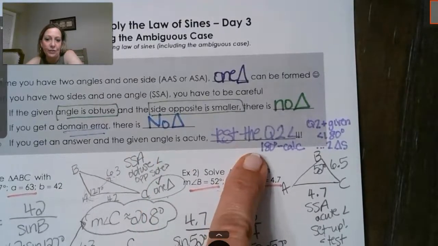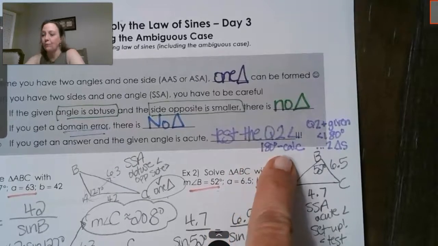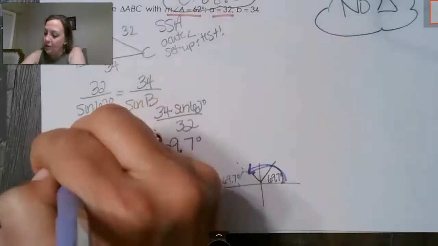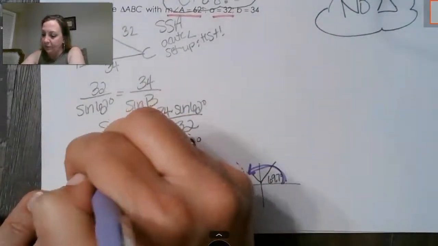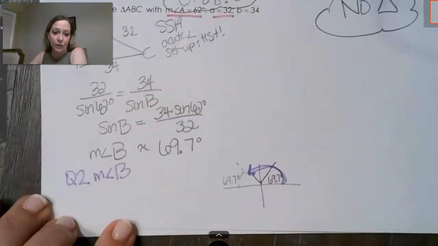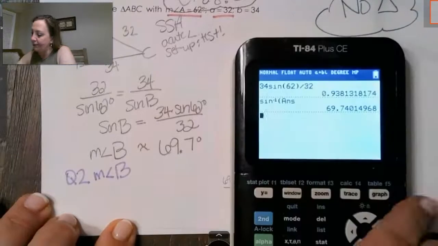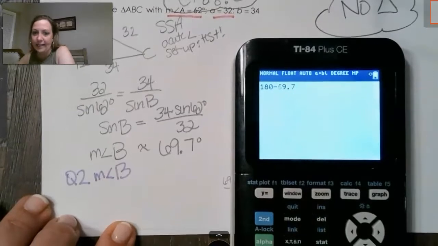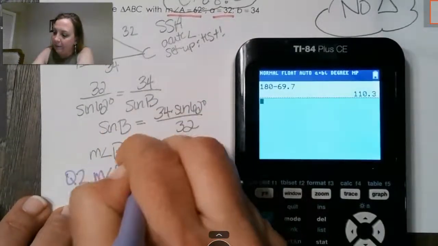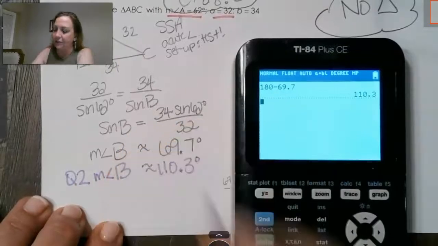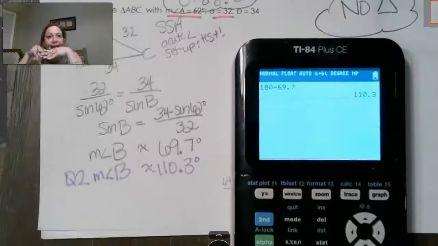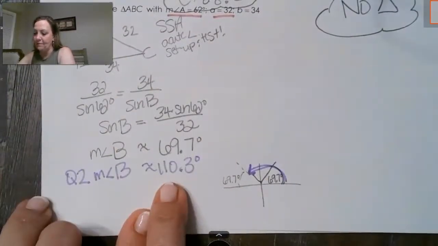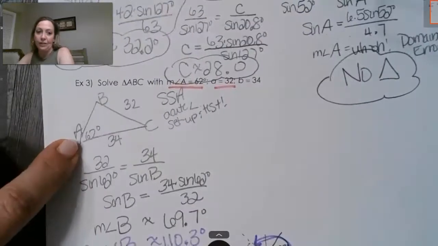The given angle is acute. We're going to test that quadrant 2 angle, which is 180 degrees minus what we got in our calculator. And that gives us this obtuse angle right here. So we're going to call this the quadrant 2 angle. That would be the measure of angle B. So the quadrant 2 angle B would be 180 degrees, oops, not times, 180 degrees minus 69.7. So that gives me about 110.3 degrees.